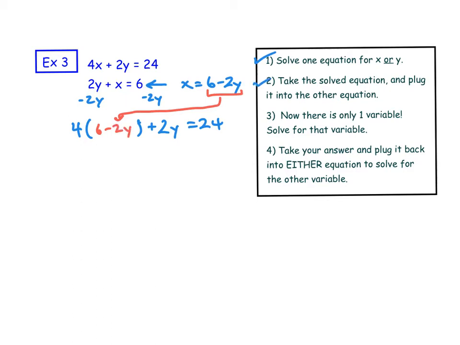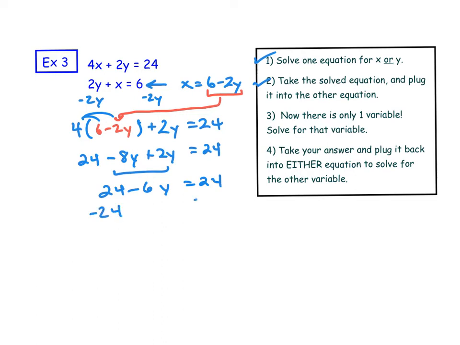So, step 2 done. Take that solved equation and plug it into the other equation. So now we're going to distribute. We've got 24 minus 8y plus 2y equals 24. And then we can combine like terms here. We get 24 minus 6y equals 24.